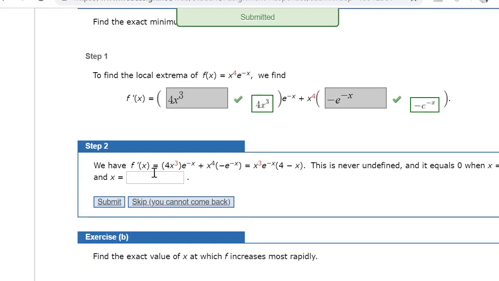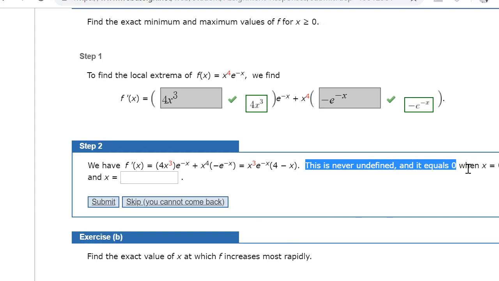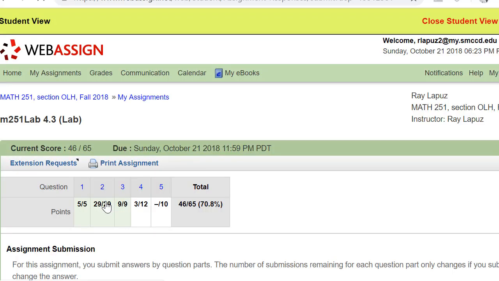After we find that, we're going to figure out where it's equal to 0 or undefined, to find the critical points. It says here this is never undefined, and so it's equal to 0 when x is equal to 0. If you factor out an e to the negative x, that'll never equal 0. So if you set the x cubed factor equal to 0, x is equal to 0. If you set the second factor, the 4 minus x factor, equal to 0, you're going to get x is equal to positive 4 as your other critical point.